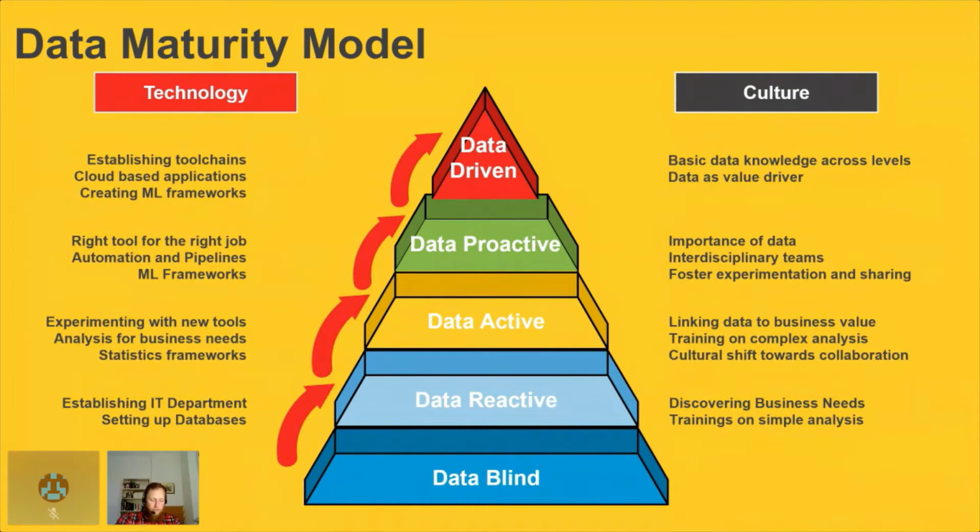Just to give you some basic ideas on how I personally think you can advance through the different levels, just to give it a quick overview. Advancing from data blind to data reactive is technology-wise rather, let's say, simple. Not easy, but simple, because this is basically just about having the technology in place. So you might need an IT department and you might need some databases.